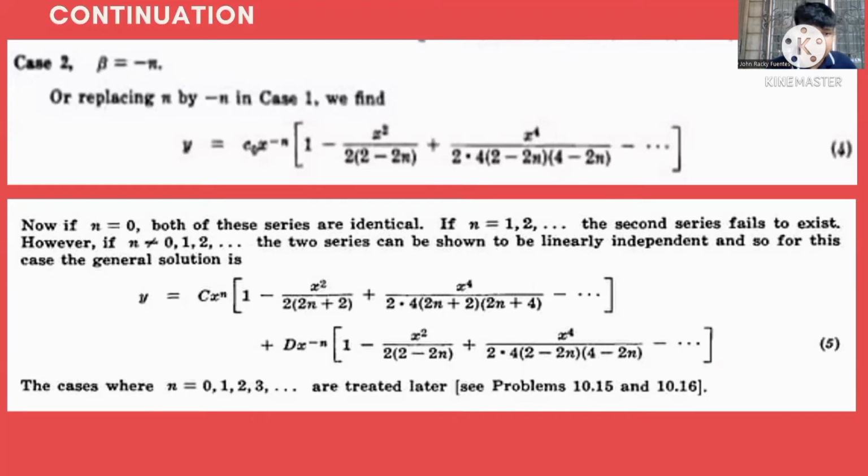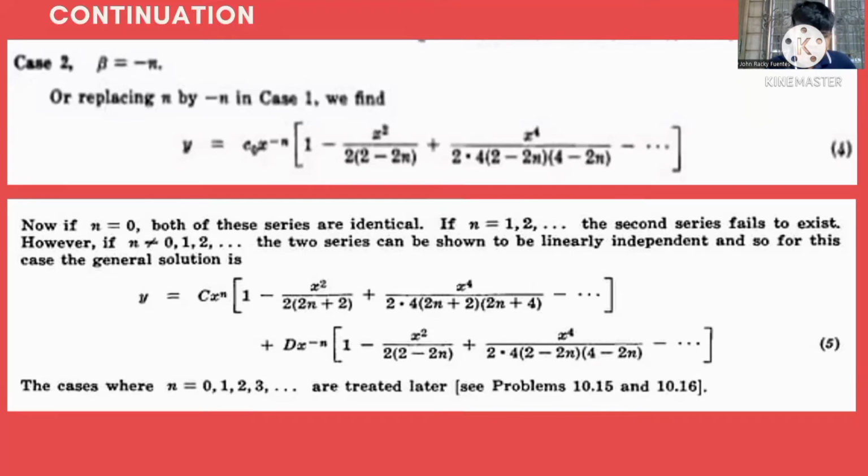ito yung pinaka-general solution: y is equal to c x raised to n (1 minus x squared over 2(2n plus 2) plus x raised to 4 over 2 times 4 (2n plus 2)(2n plus 4) minus something, and many more.